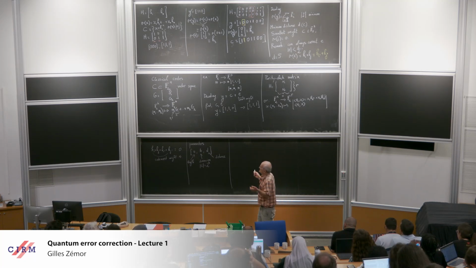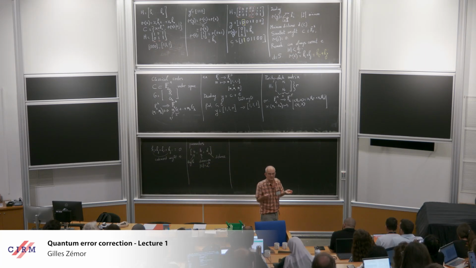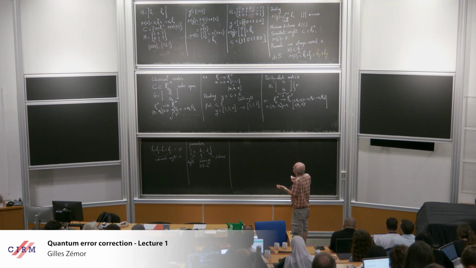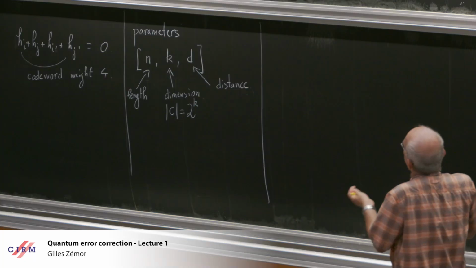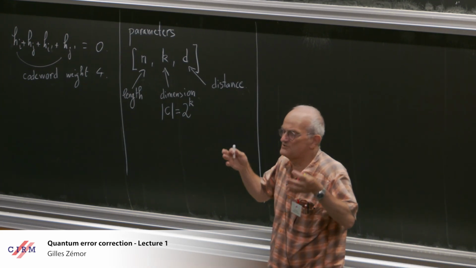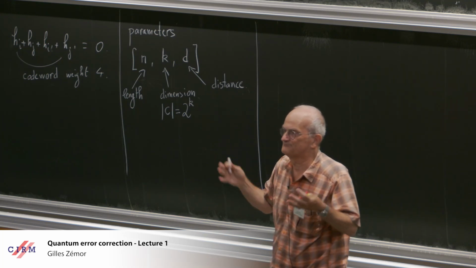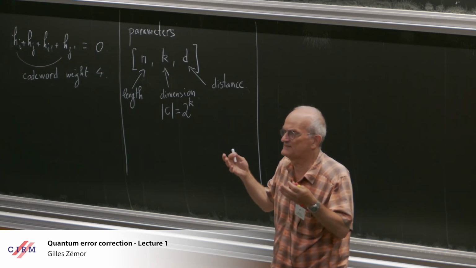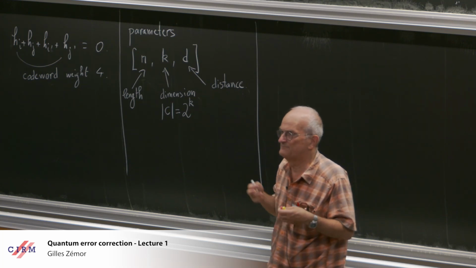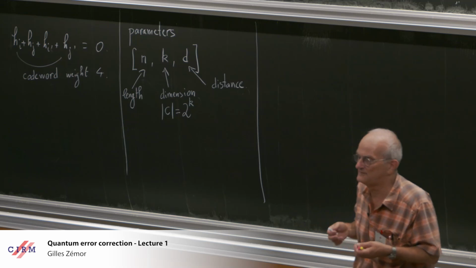If you want to correct 10 errors, you realize you're going to have an algorithmic problem. What do you do? If you do brute force exhaustive search, you're going to look for all possible n choose 10 ways of choosing a vector of weight 10. And if n is, I don't know, 100, this is already not feasible.